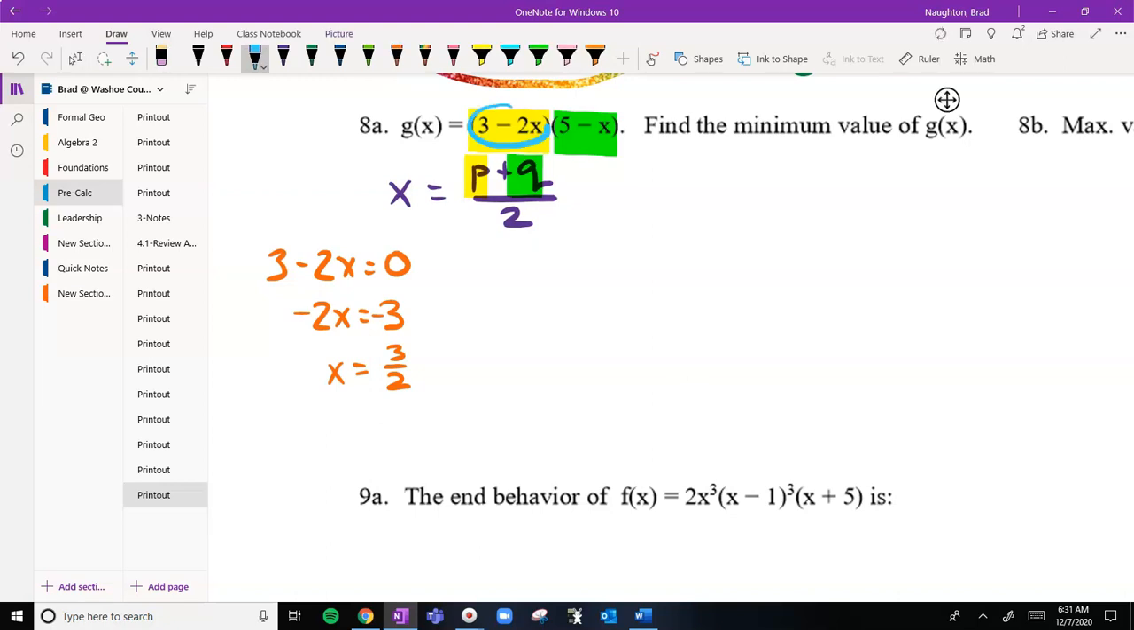So again, we just set this equal to 0 and found one of the zeros, which was negative 3 halves. Going to do the same thing over here. So 5 minus x is equal to 0, so 5 is equal to x. So we have our two values.